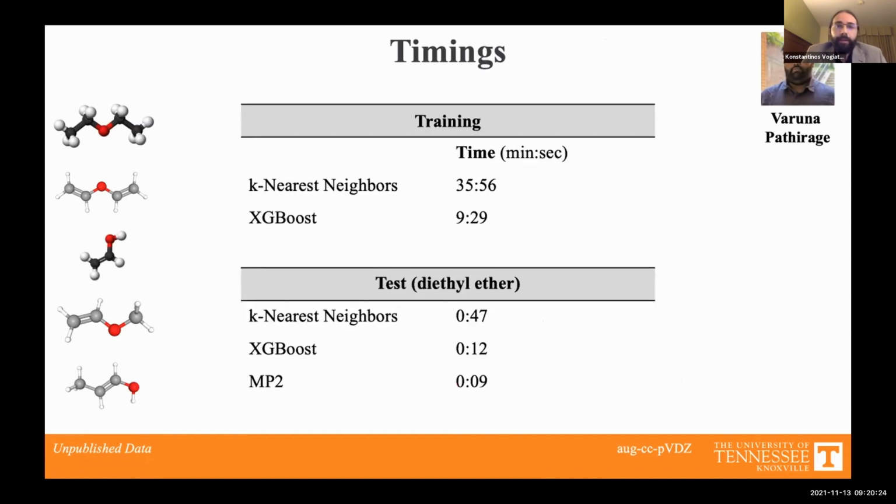In terms of timing, k-nearest neighbors is actually way slower, as we were expecting. That's why we would like to move away from this model. And apart from that, when we move to large databases, we don't want to compare every single instance with the whole data set. As you can see, for the training of these models, we needed 35 minutes with k-nearest neighbors and only 9 minutes with XGBoost. The same drop in timings is also seen for testing one molecule like diethyl ether, which is here. The timings from XGBoost are actually very close to MP2, so we can assume that we will have MP2 speed or close to MP2 speed for achieving coupled cluster accuracy.